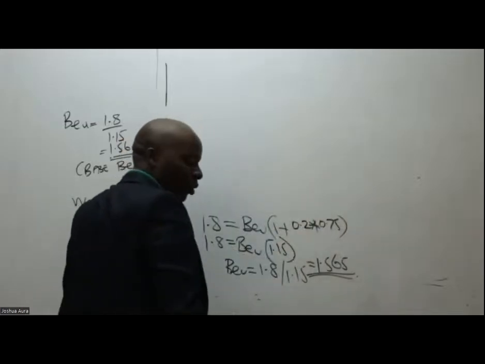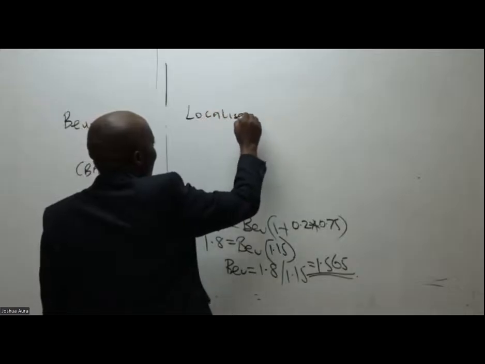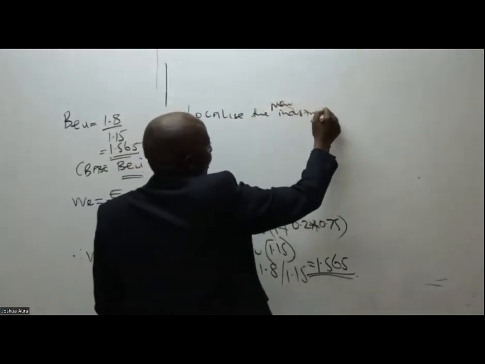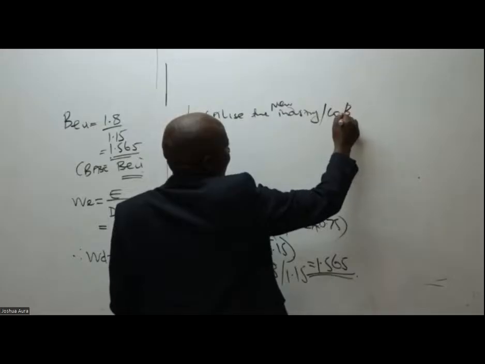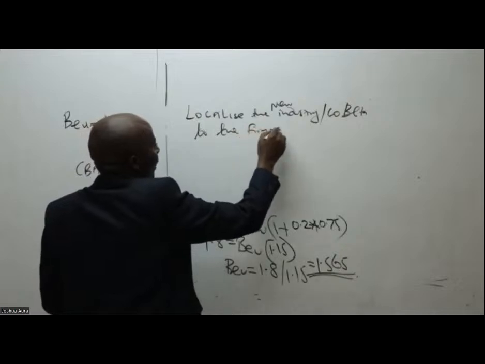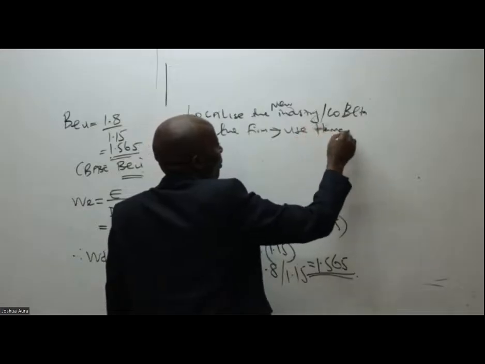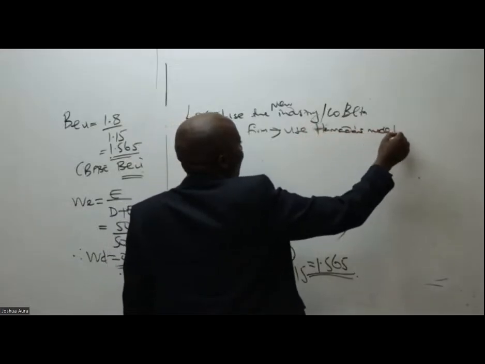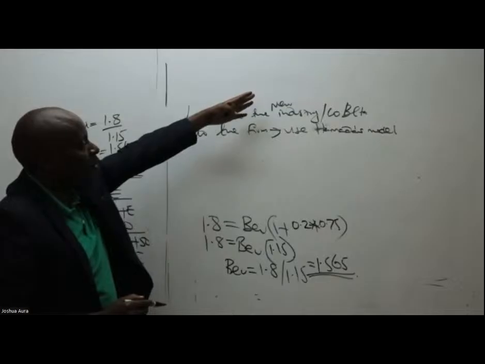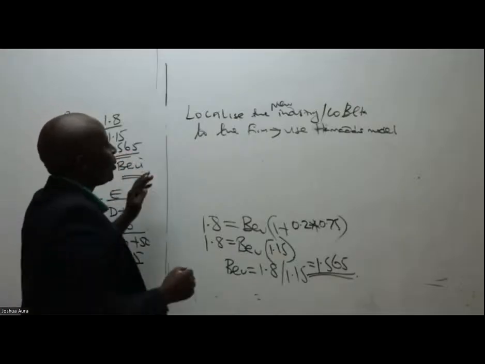So you localize the industry, the new industry, new company or new business beta to the firm. Again, here we use the Hamada model. So now you're bringing it from the industry perspective to the local organization. So if that is the case, ladies and gentlemen, what do I have?